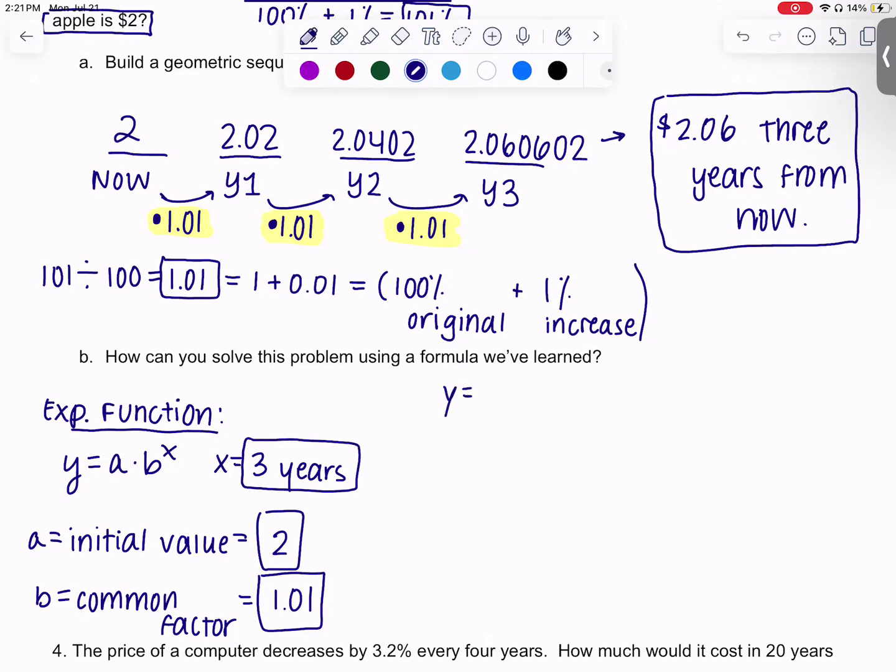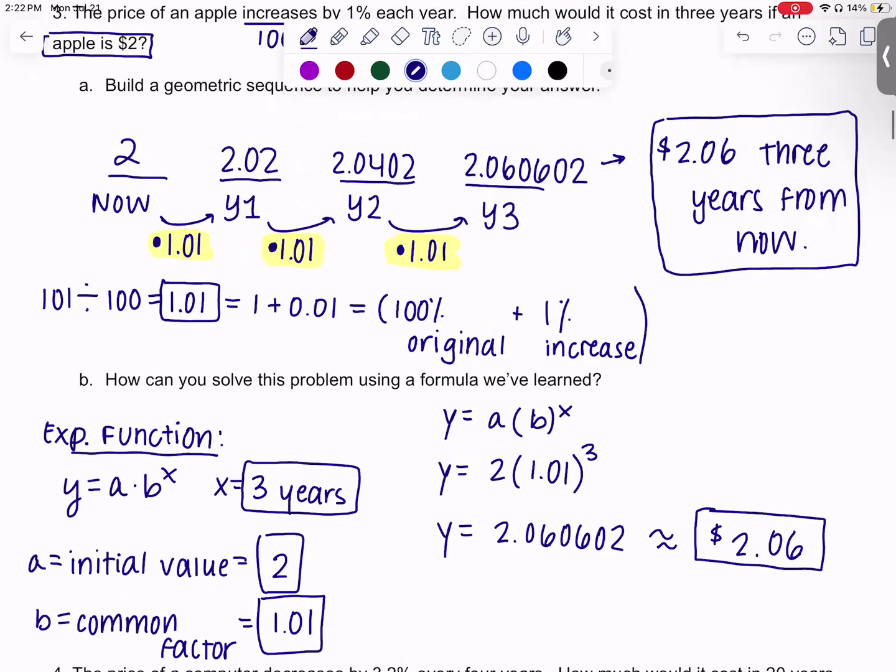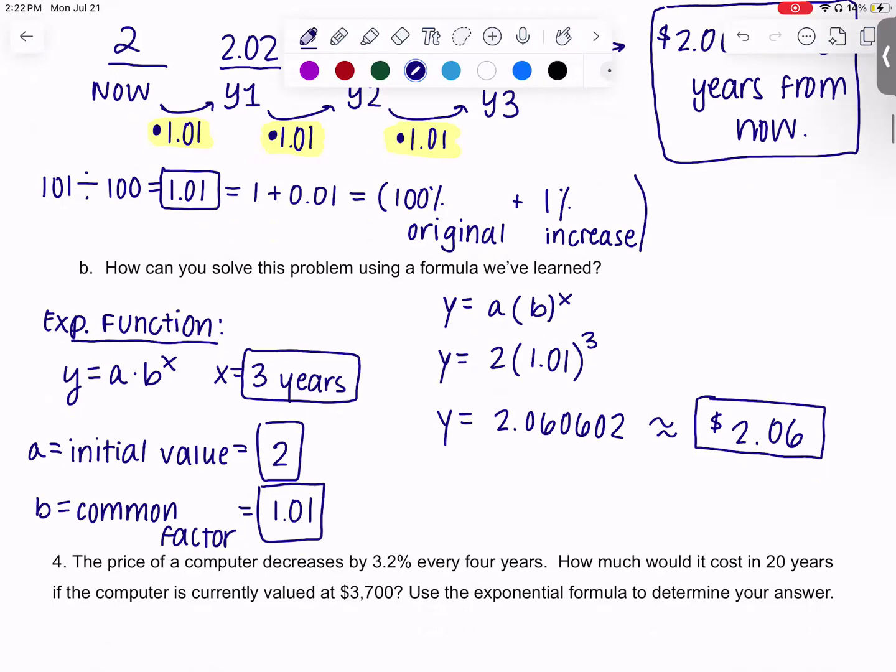And so now let's write the equation. y equals a times b to the power of x. y equals 2 times 1.01 to the power of 3. Type that in left to right on Desmos, and you get 2.060602, or $2.06 in 3 years. Okay.